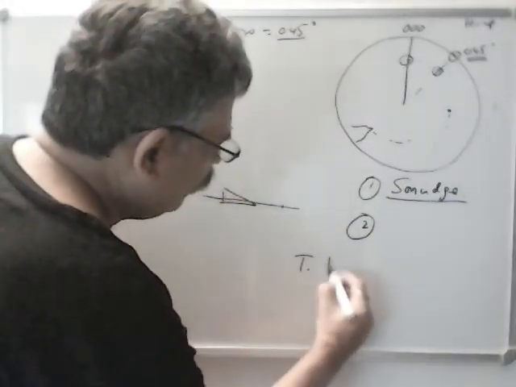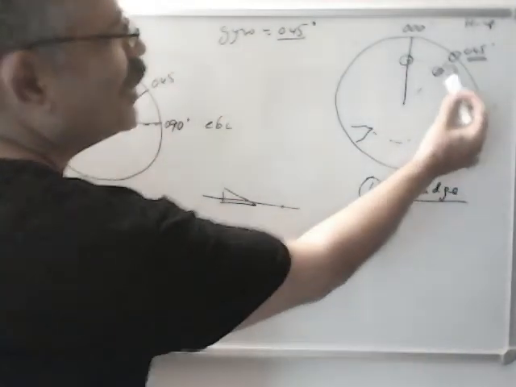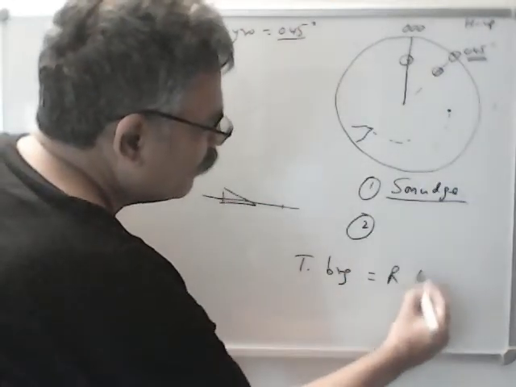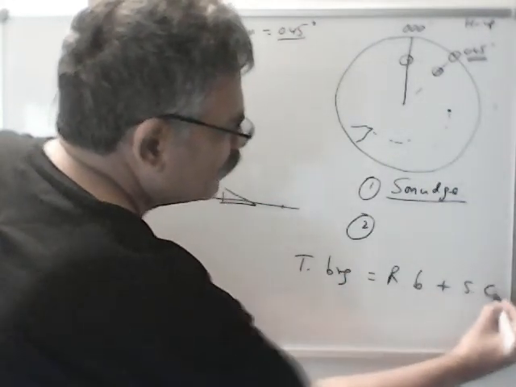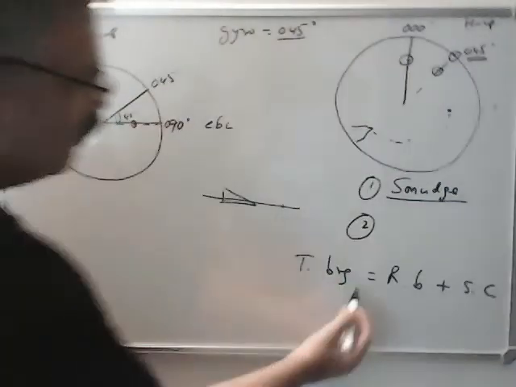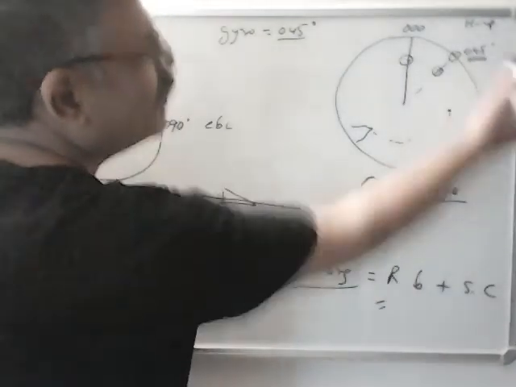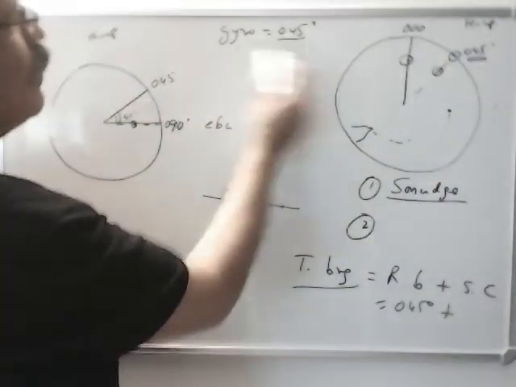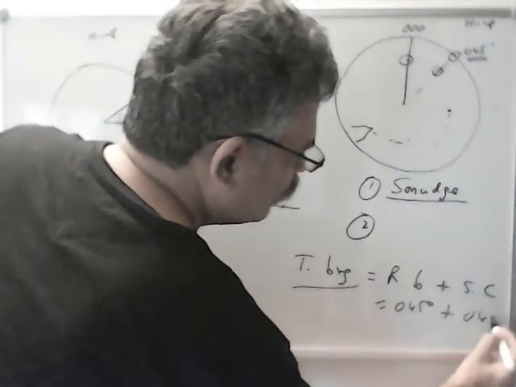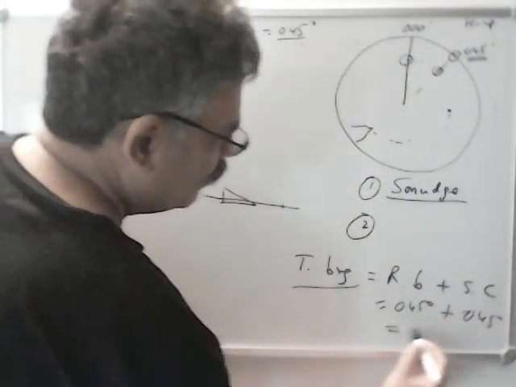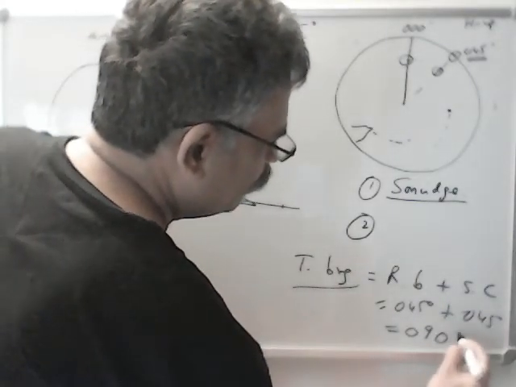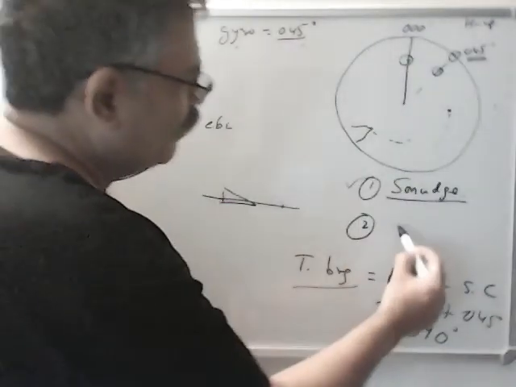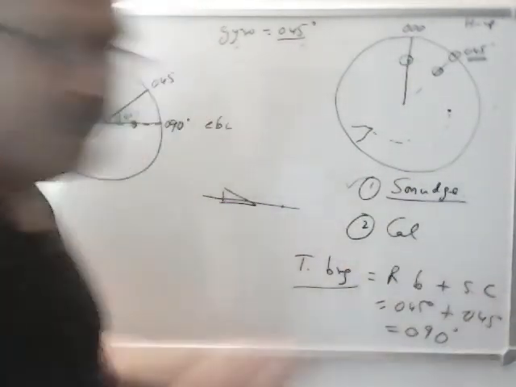True bearing of this object, whether it is a ship or lighthouse, is equal to relative bearing plus ship's course. So in this case, what will be the true bearing? It will be relative bearing 045. And what was the ship's course here? 045. So what is the true bearing? 090. So these are the two disadvantages: smudging, and then you have to calculate the true bearing manually every time from the relative bearing.